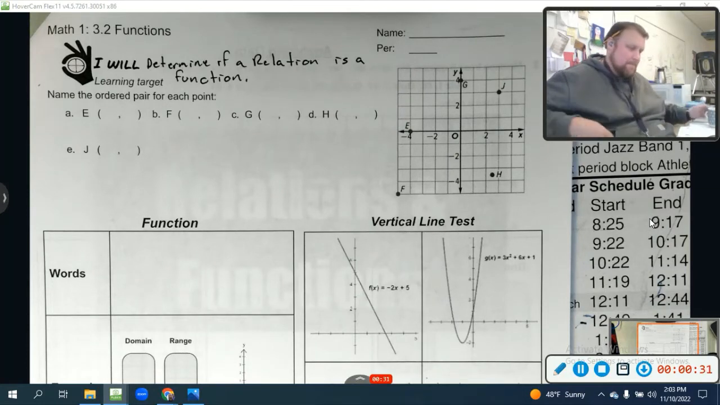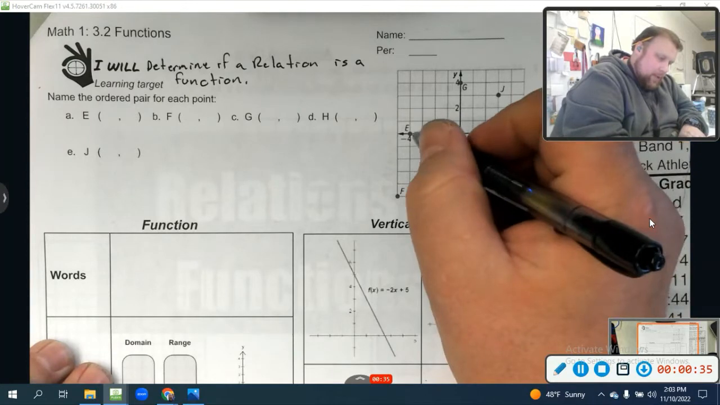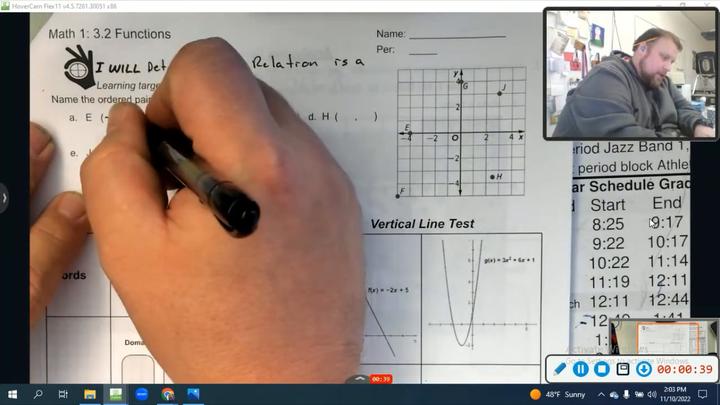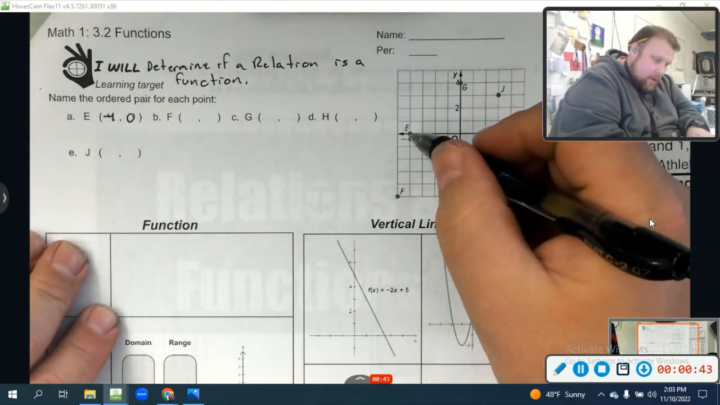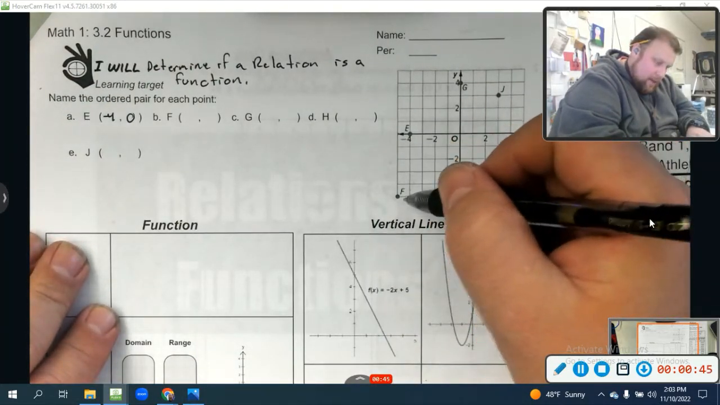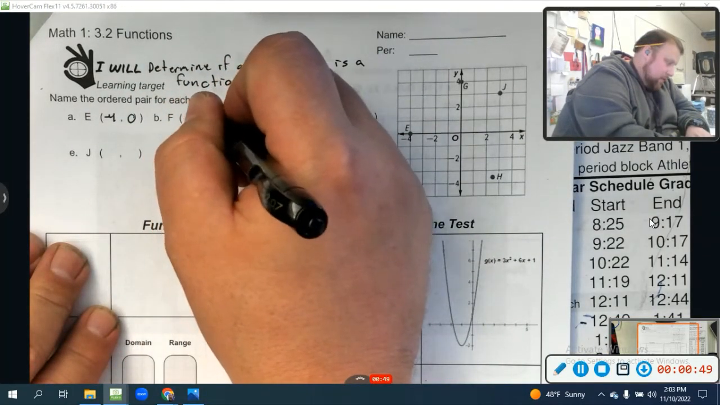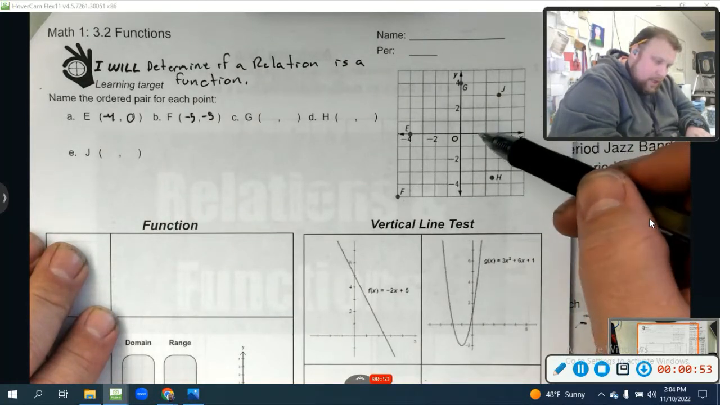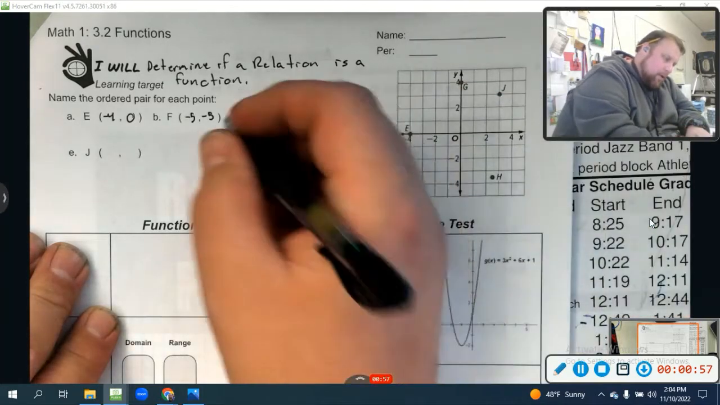Okay, so looking at it, point E is right here, right on the line, so that's going to be -4, 0, because it's -4 in the x direction and 0 in the y. F is -5 and then -5, so -5, -5. We're looking for G, which is right here, so that's 0 on the x, but up 4 on the y.